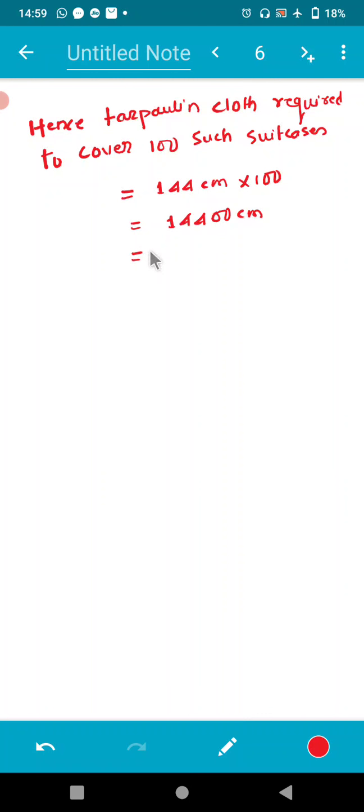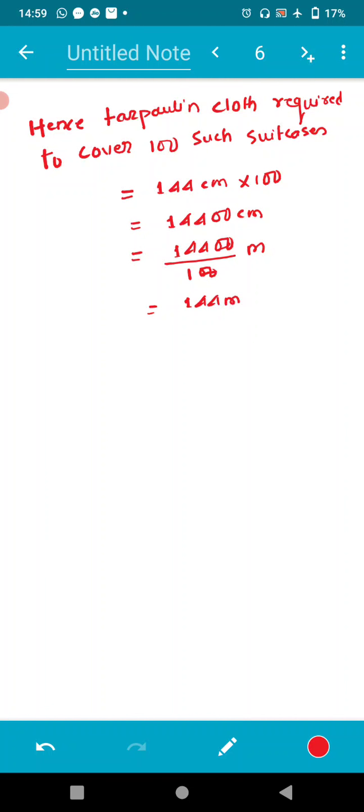Now, they have asked for the length in meters. You have to give the value in meter form, because in the question they have asked how many meters of tarpaulin. Okay. So, you have to convert this centimeter to meter. For that, a very easy conversion, you just have to divide the value by 100, that is it. Now, reduce it, you will get the answer as 144 meter.